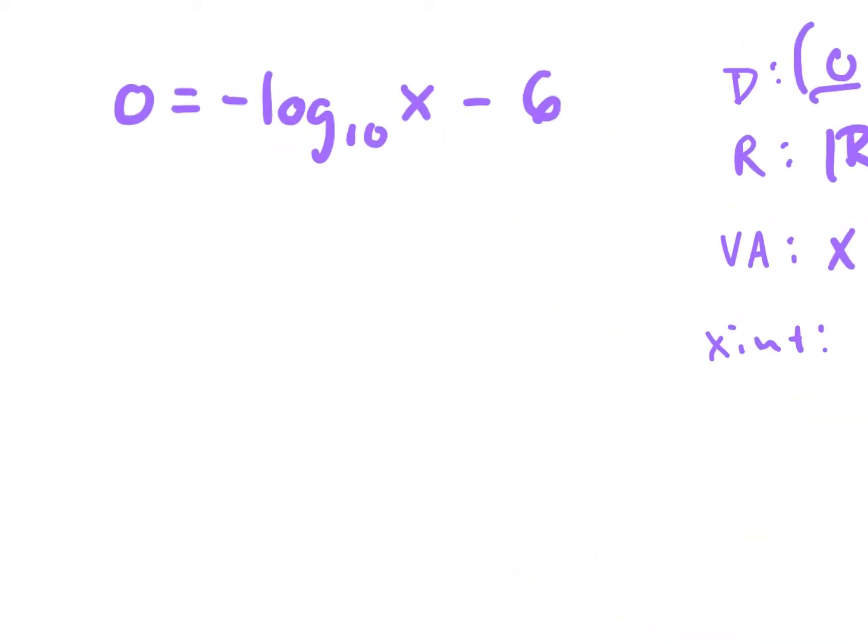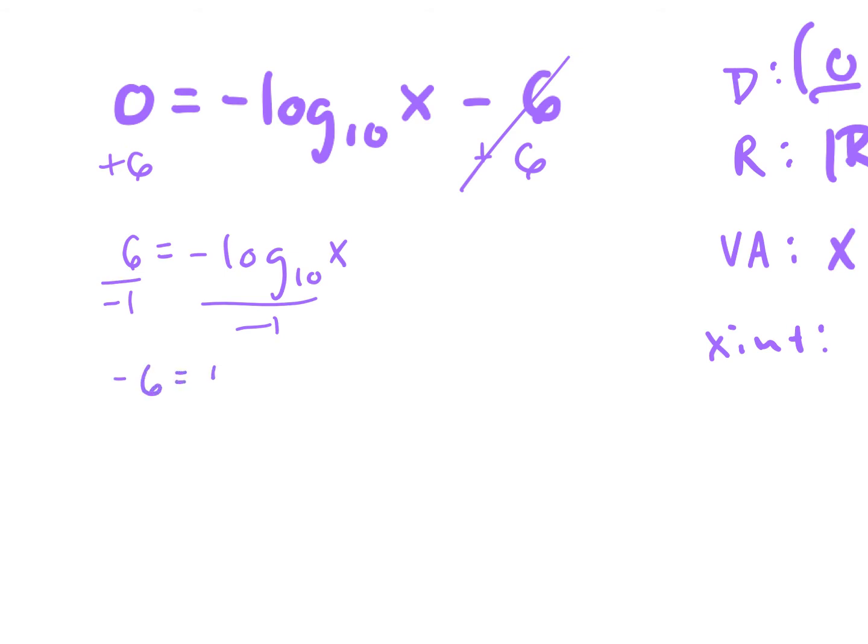So I'm solving for x. I want to get that log all by itself because then I know how to get rid of it. So what should I do first? Add 6. So 6 is equal to negative log base 10 of x. Then what should I do? Can you multiply that negative? Yep, I'm going to divide both of these by a negative. So negative 6 is equal to log base 10 of x.